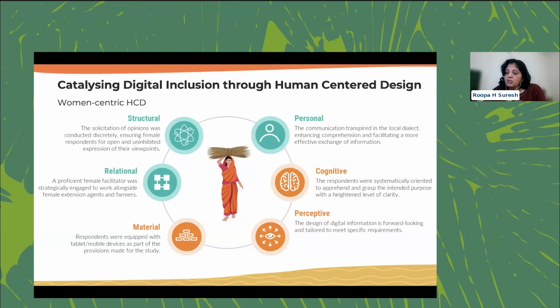Then, India being a multilingual country, people here speak close to 26 languages, and the scripts number more than, say, 30 languages. So there has to be a way the communication should be done with the farmers, especially with the female farmers. In Uttar Pradesh, Hindi is the local language which is spoken, and they also have a different dialect. So we had people within our human-centered design team who could speak in the local dialect. This would definitely enhance comprehension and facilitate a more effective exchange of information.